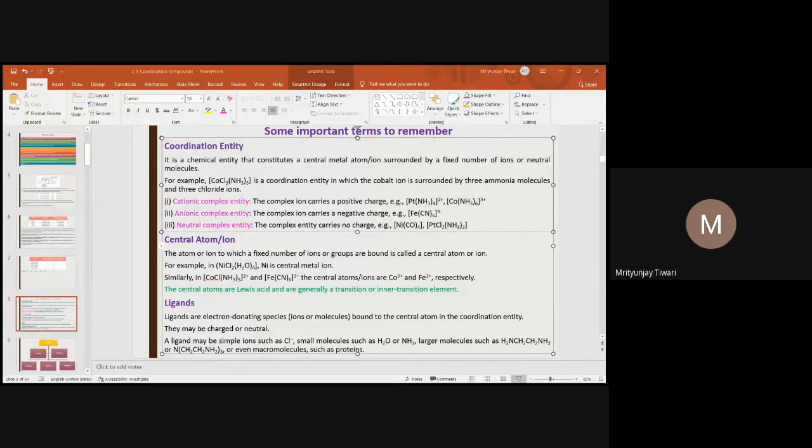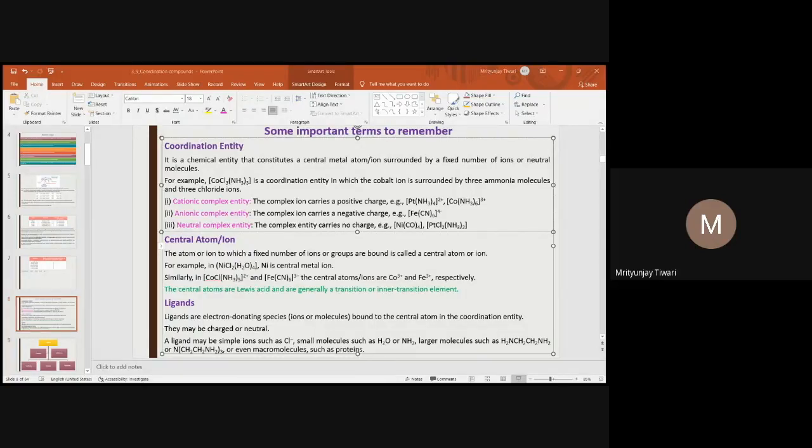This has two amine groups. CH2 is called methylene, and two methylene groups together are called ethylene. So the CH2 group is ethylene, and this is ethylene diamine. It is also a large molecule, but it also behaves as a ligand.